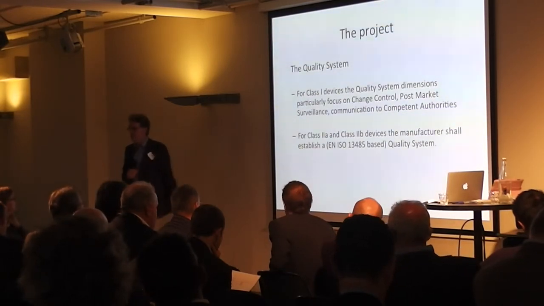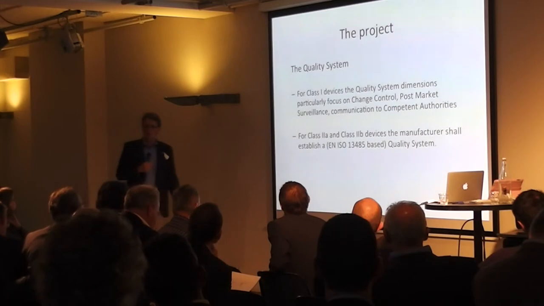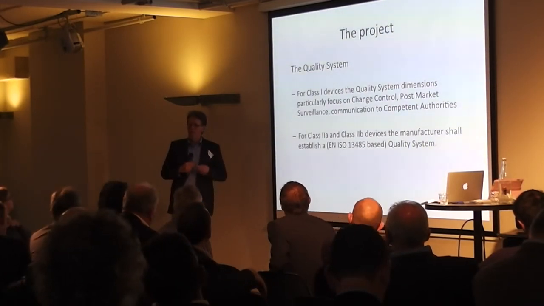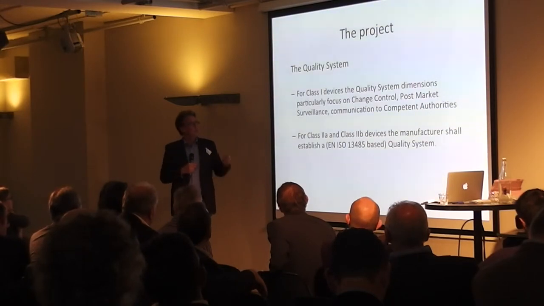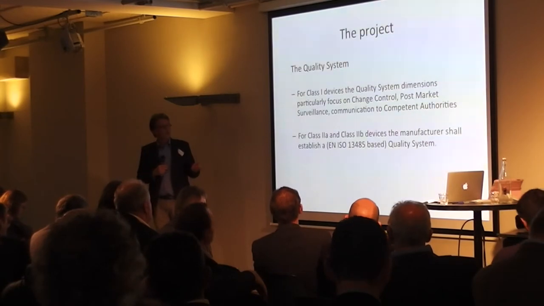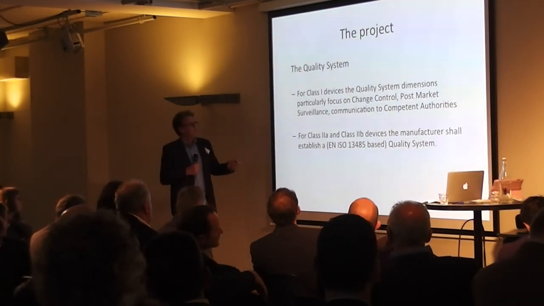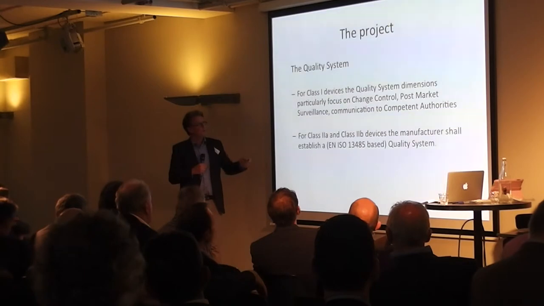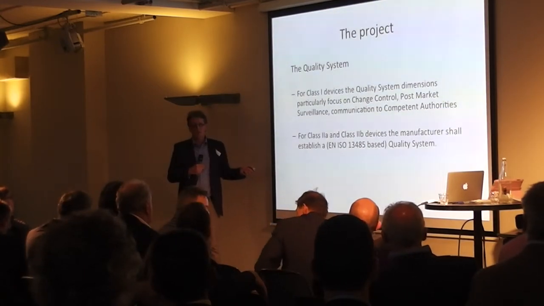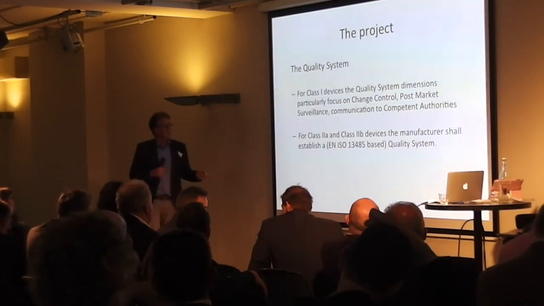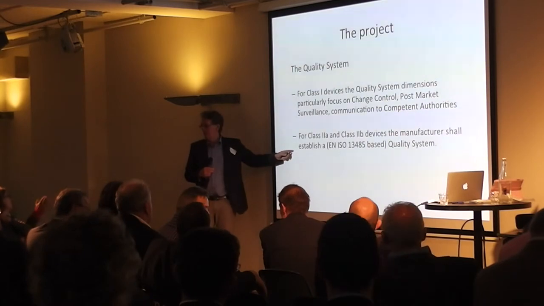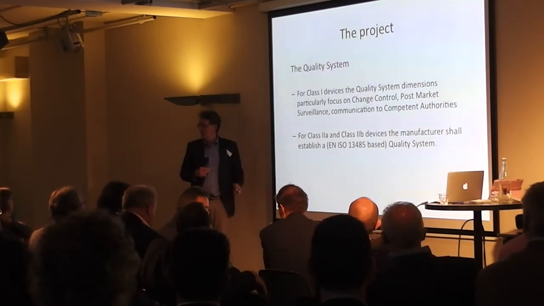As I said, software is quality system. For me, it's synonymous to quality system. If you build software, you can only do that by doing that in a kind of structured way. You have defined its own set of SOPs for that, which basically is a quality system. For class 1 devices, the mandatory part is that you need to take care of change control, post-marketing and communication to the authorities. And for the high classes, you need to build in a formal quality system.